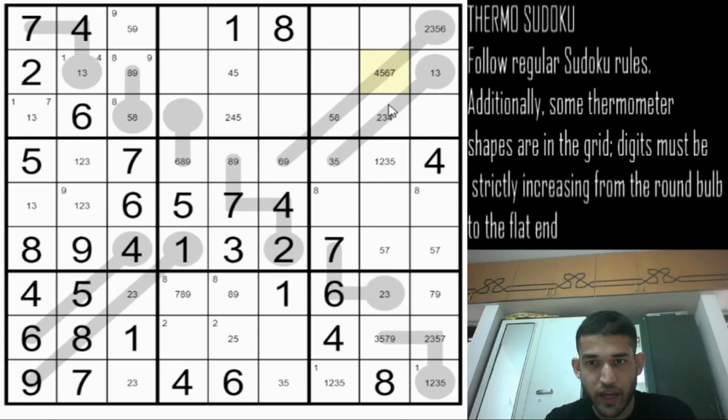And 4 has to be in one of these two cells because 4 is in column 7 and column 9 and row 1 as well, so 4 in one of these two cells.